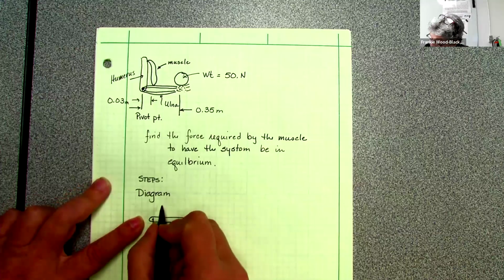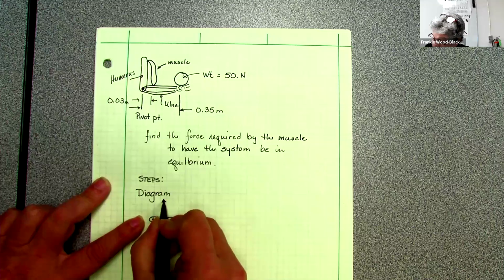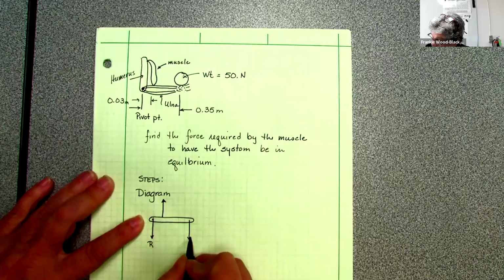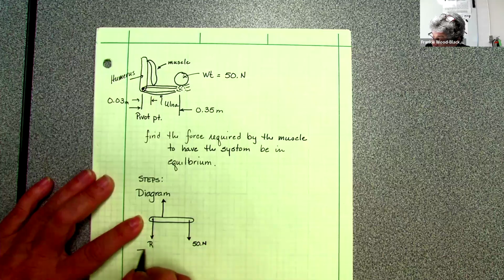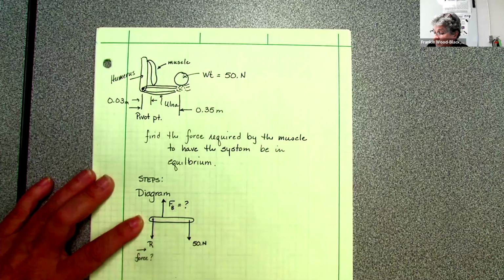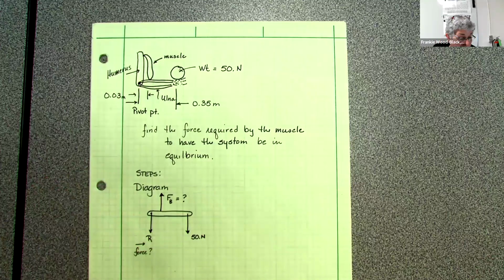Okay. We're going to have the force due to my bicep, which is going upwards. And we have our force downwards of our bowling ball. And that's our 50 Newton force. We don't know this force. So we don't know this force, and this is the force of the bicep. So we've drawn our system here. Okay.